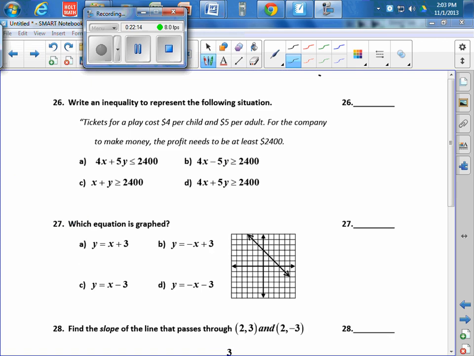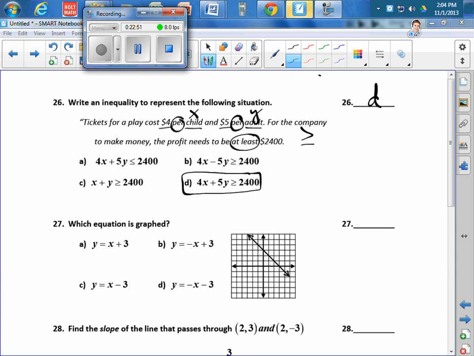Write an inequality to represent the following situation. Tickets for the play cost $4 per child. That per means we're going to be multiplying 4 times the child. This per means we're going to be taking 5 times the adult. They need to make at least. What does at least mean? It means greater than or equal to. So 4 times the x plus 5 times the y. We're going to say the child is x. The adults are y, so 4x plus 5y has to be greater than or equal to 2400, D.